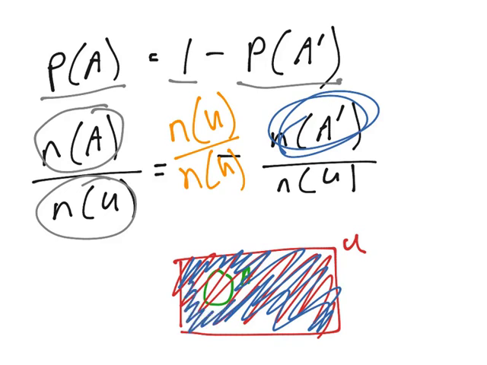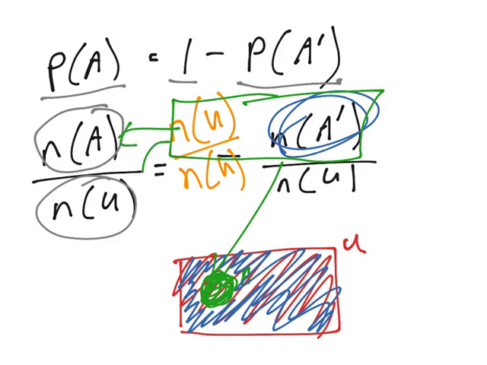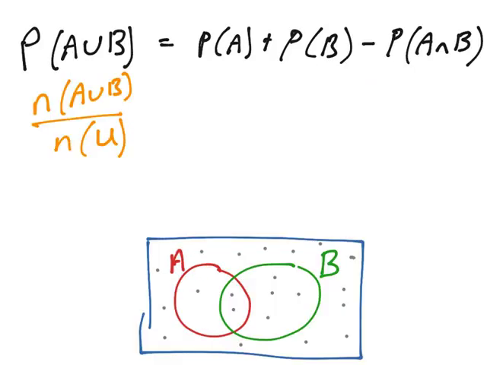So if we say red minus blue, that's just the green stuff. That's A. So this top thing is the number of ways to get A. And that's this guy here. So yes, the equal sign makes some sense. This one here now. So the probability of A union B is this probability here.